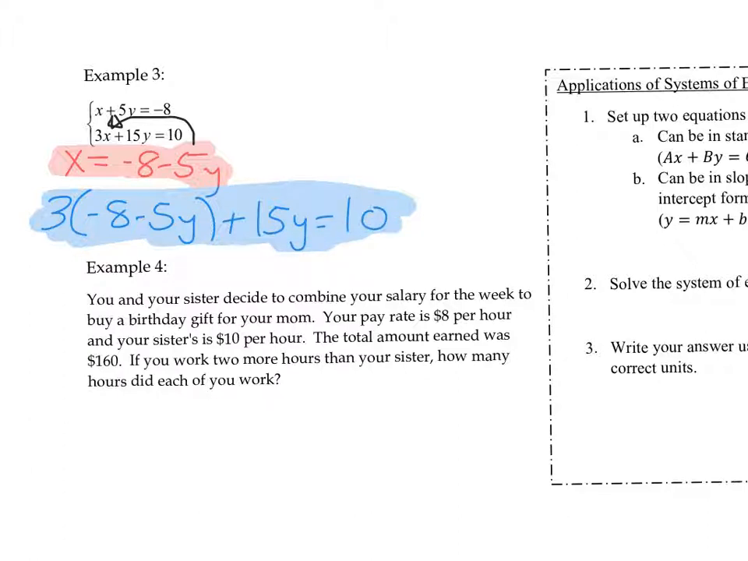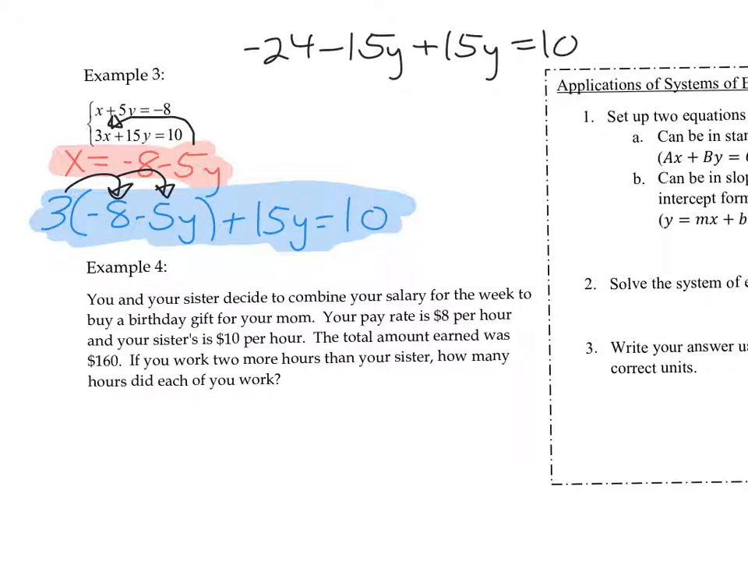Now let's go ahead and simplify things. Let's go ahead and distribute the 3. So 3 times negative 8, that's negative 24. 3 times negative 5 is going to be negative 15y. And then we just add the rest. We got plus 15y equals 10. Now what you'll notice on the left-hand side, once again, it appears that there are like terms, the y's, they're actually going to add up to 0. So we have negative 24 is equal to 10.